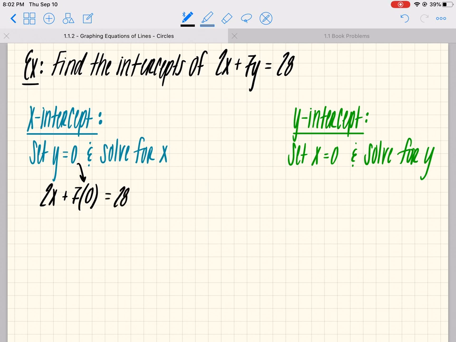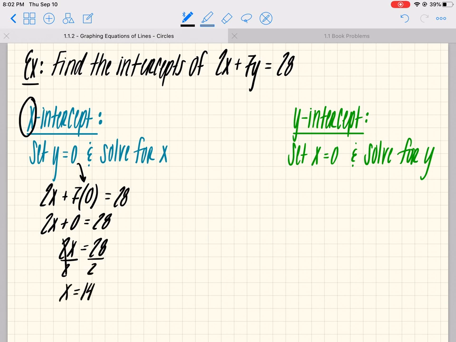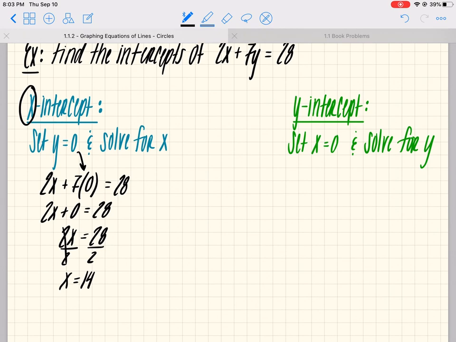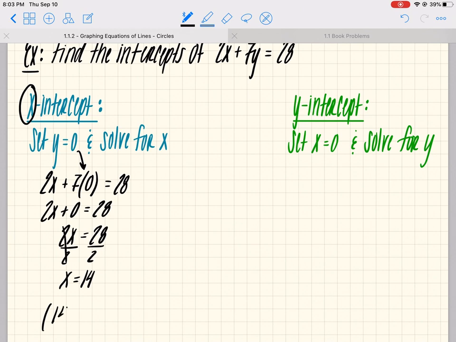And again, another way to remember this is if you're finding an x-intercept, you should have x in the equation still. So you should be able to solve for x. Okay, so anything times 0 is 0. And then 2x plus 0 is just 2x. So we have 2x equals 28. Divide by 2. And then we get x equals 14. But remember, this is a point. This is not a single value. So our final answer would be the point 14, comma 0, because when x is 14, y is 0.